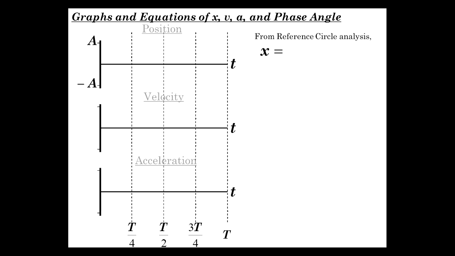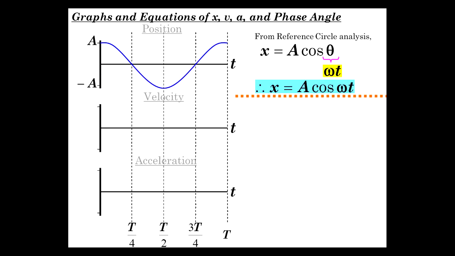And we discovered that the position x from the unit circle is A cosine of theta. Now, if you don't understand where that comes from, go back and re-listen to the last video. All right, so what's theta? Well, theta is simply omega t. All right, so that's good. We can graph this then. x is equal to A cosine omega t, which looks like this.